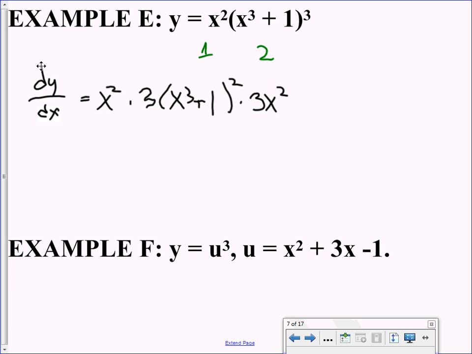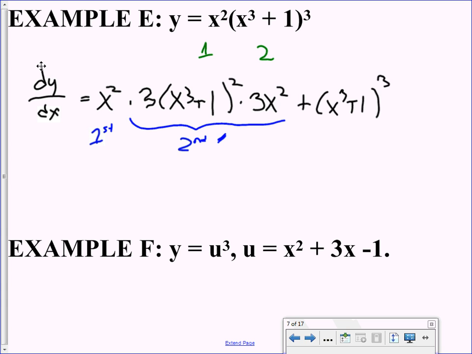So far, we have first times derivative of the second. We had to use chain rule to get that because it was a composition of functions. Plus the second, x cubed plus 1 cubed, times the derivative of the first. So like that. Plus the second times the derivative of the first. That's it.